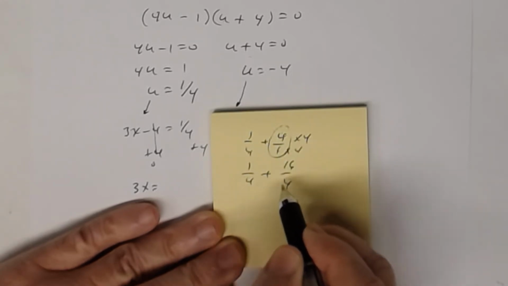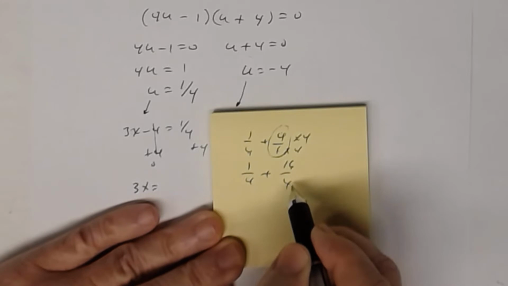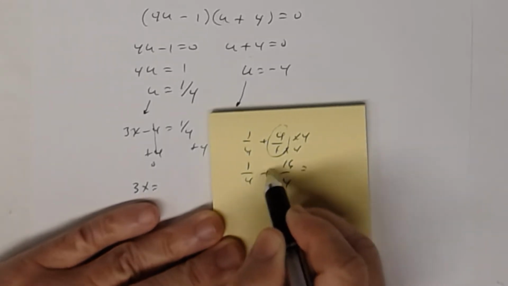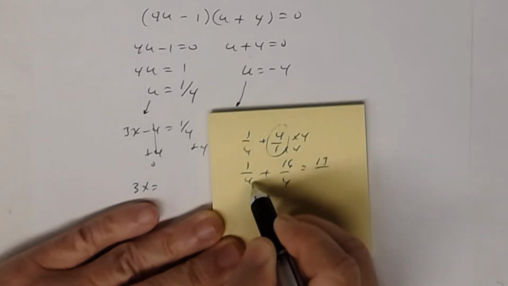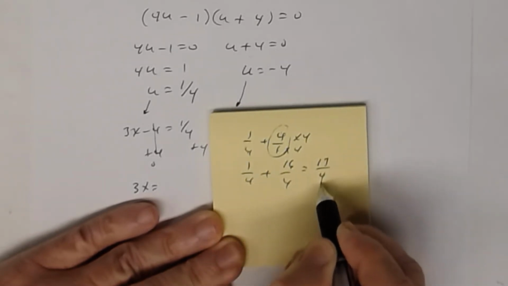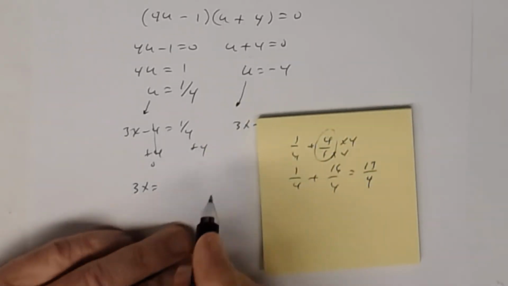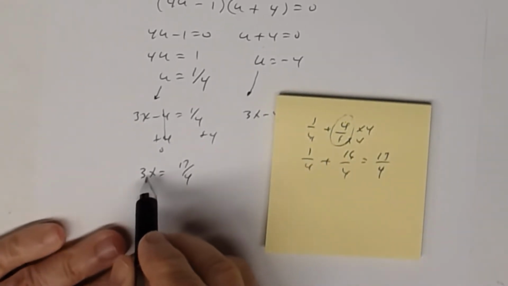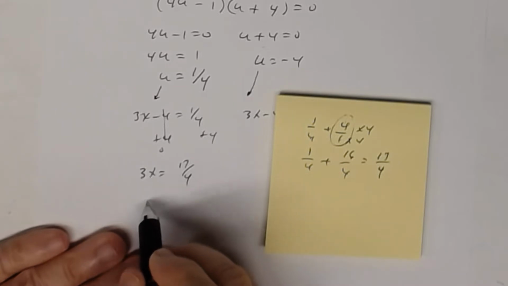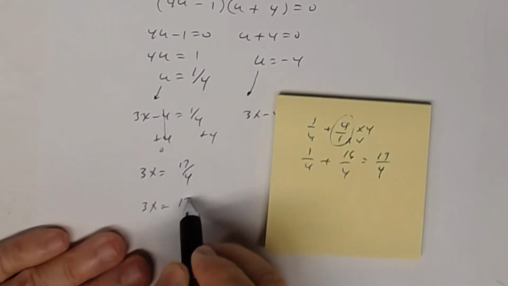So now I have two fractions whose denominators are the same. So now I just add the numerators. So 1 plus 16 is 17. So 1/4 plus 16/4 is 17/4. And that goes here. Okay, so 17/4. But then you've got to remember, all right, now I've got to get x by itself. So then I have to divide both sides by 3. So I get this right here.